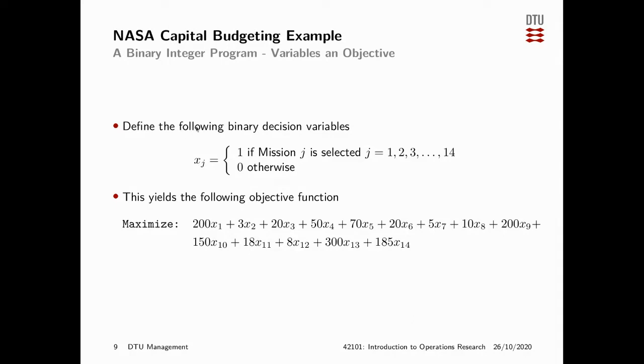If we want to formulate this problem mathematically, what will the decision variables be? In this case, we will define 14 binary decision variables. So xj is going to be equal to 1 if mission j is selected, where j runs from 1 to 14, since we have 14 missions, and it's going to be 0 otherwise. This will give us the following objective function, and it should not be too difficult to see where this comes from. This is just maximizing the value of the selected missions. If I could select all of the missions, I would just collect the sum here, which is not really possible because I have constraints preventing me from doing that.